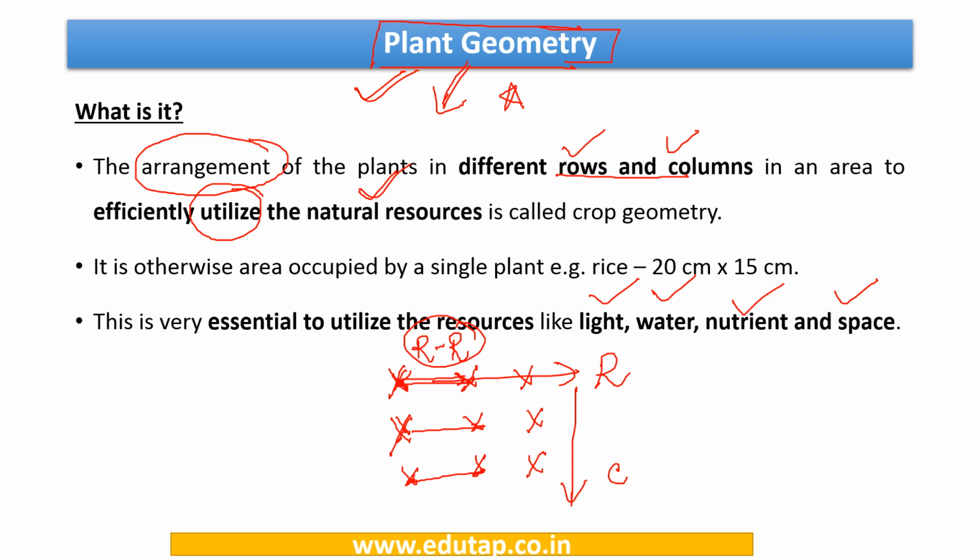And when I talk about plant to plant spacing, I'm talking about the vertical distance, that is from this plant to this plant. If you're thorough with what I'm talking about, then you will not get confused in the further lecture. So just understand: row to row, horizontal distance; plant to plant, vertical distance.